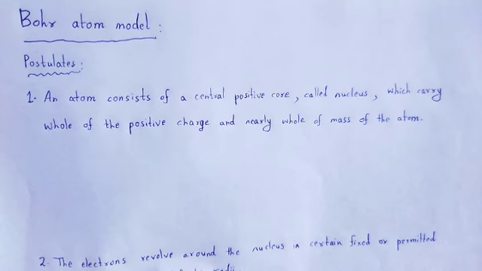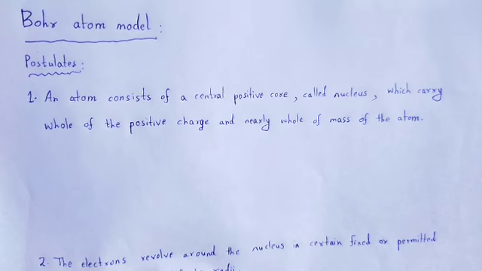He said that in an atom there is a very tiny portion which is highly massive as well as positively charged, and that is called the nucleus. Around that nucleus, electrons revolve. His theory does not explain the stability of an atom as well as the line spectra of atoms. These two are the drawbacks of Rutherford's atomic model. Then the scientist Niels Bohr came into the picture and proposed a theory known as the Bohr atomic model. According to him, the postulates are as follows.